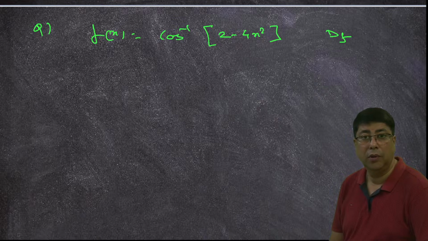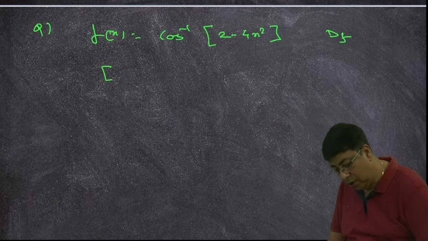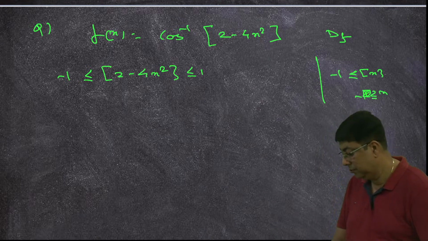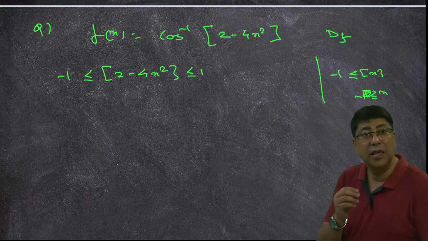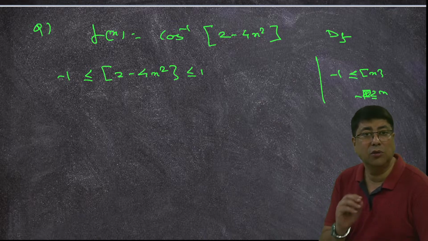What to do? How to find the domain of this? First of all, whatever is within the inverse lies between -1 and +1. Therefore, box of 2 minus 4x square lies between -1 and +1. So, we know that if box x is greater than or equal to -1, then x is greater than or equal to -1. And when box x is less than 1, everybody you have to practice. You have to practice continuously about the box function because it's not so easy.